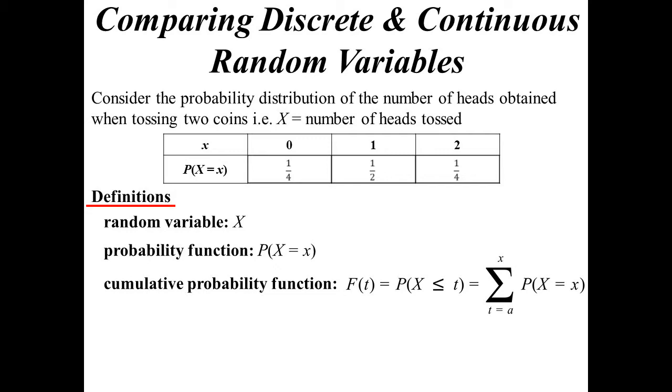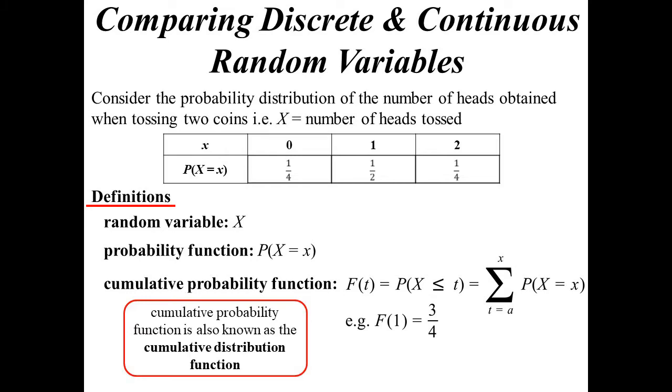T goes from a, and you'll notice I've put a there. I'm basically meaning the start, because depending on what the first outcome is, it would change what a would be. I suppose you could think of it as minus infinity if that was possible. But because it's cumulative, you're starting from whatever the minimum value is, going up to whatever x happens to be for this problem. So for example, F(1) would be the cumulative up to 1, so it's a quarter plus a half, 3/4. So the cumulative probability function is also known as the cumulative distribution function.